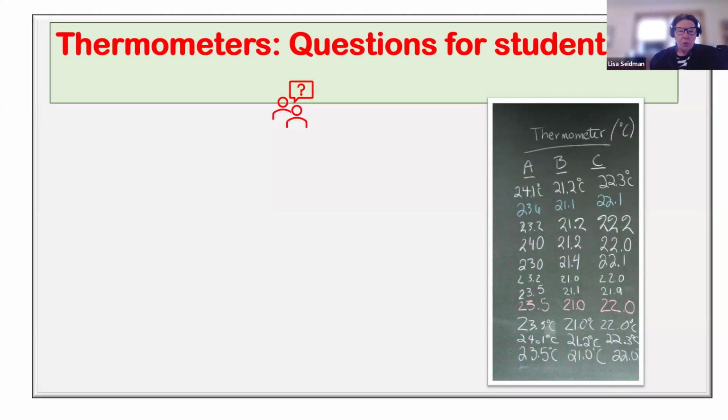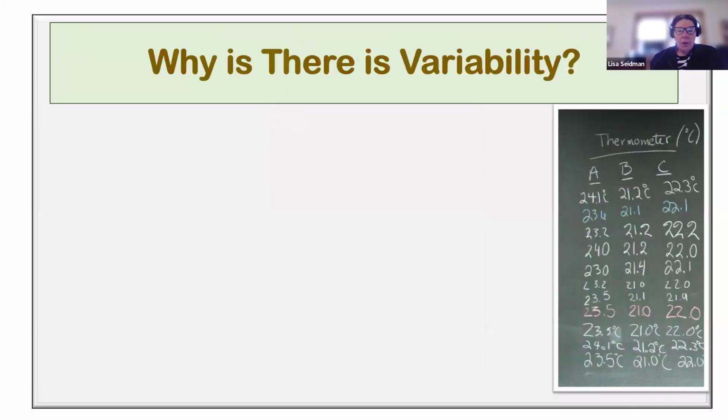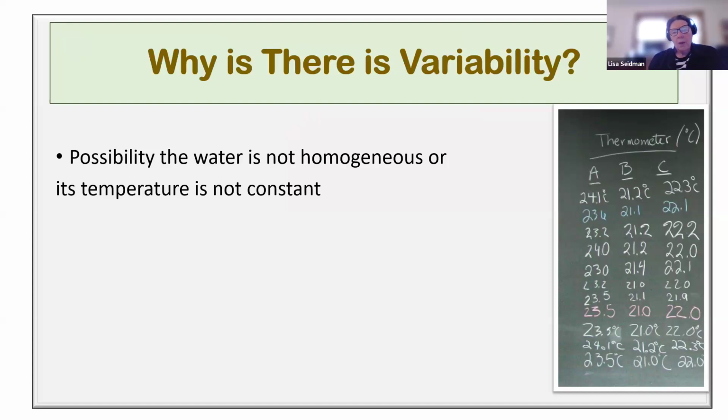And then I would say to the students, do you see variability? And yeah, obviously they do. They all see variability. But then the question is, okay, why? Why do you see variability? So one of the things the students might come up with, maybe with a little prompting, is maybe the water is not homogeneous. Maybe the temperature is not constant.